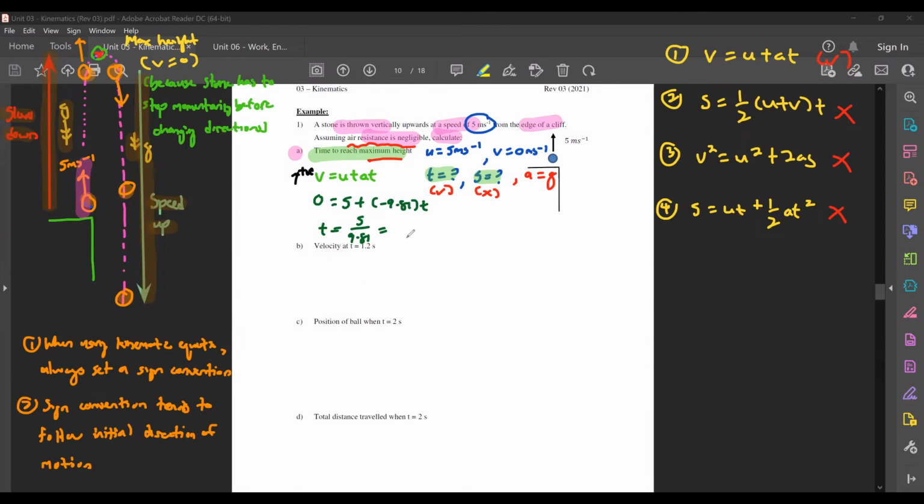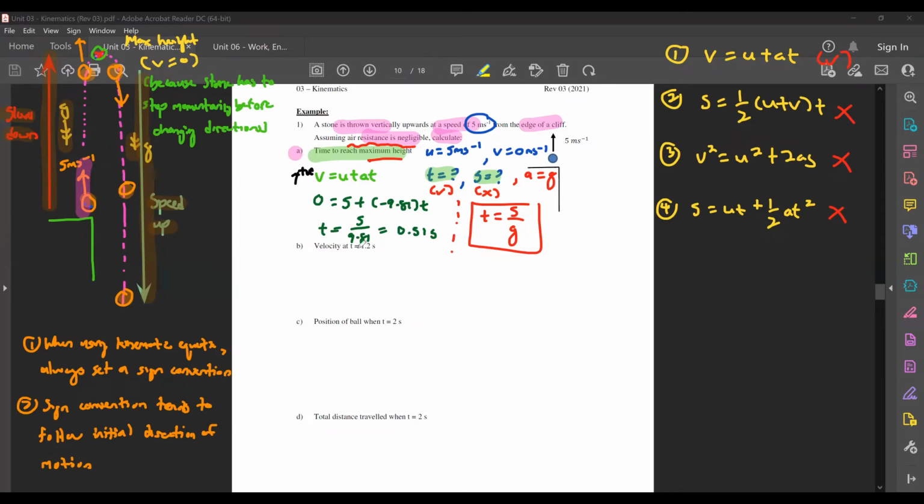Okay, now the time would be 5 divided by 9.81, giving you 0.51 seconds. If you want to follow the EJU style of doing things, basically T would just be S over G, since EJU always tends to want the answer in terms of a variable. Okay, now let's move on to part B.